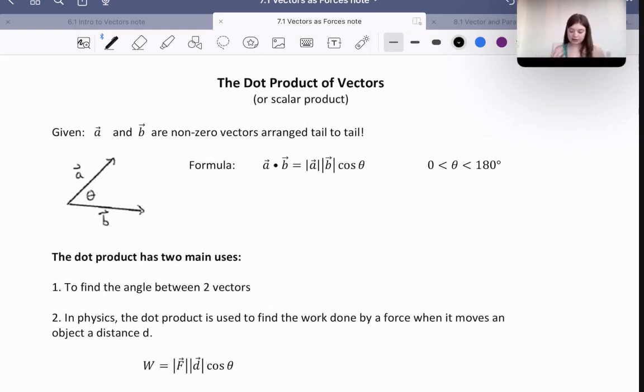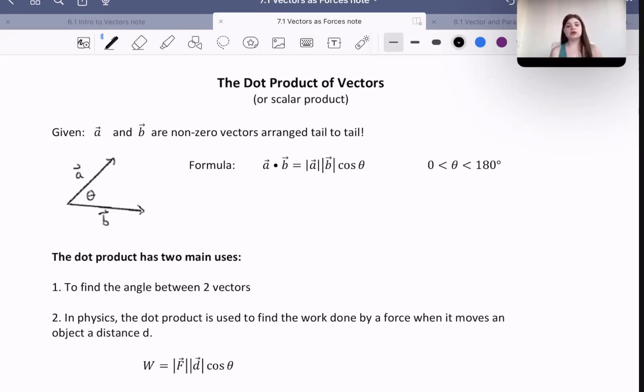Basically, here's our definition. Given that vector A and vector B are non-zero vectors and they're arranged from tail to tail, so not tip to tail, but tail to tail, we know that the dot product is going to be the magnitude of A times the magnitude of B times cosine of the angle. So there's three things we have to know or figure out in order to find the dot product. We need to know the magnitude of A, the magnitude of B, and the angle between them.